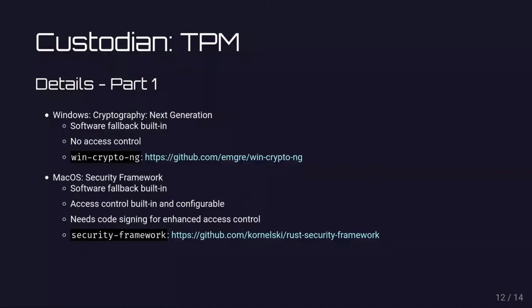And what you need, to make it cross-platform, to make it basically available on Windows, we use CNG, Cryptography Next Generation. There is a software fallback built in. It has no access control because Windows doesn't really do that. And we use the crate pointed out here. There are a lot of pull requests that will need to be done to make all of this work in the future. The same applies to macOS.